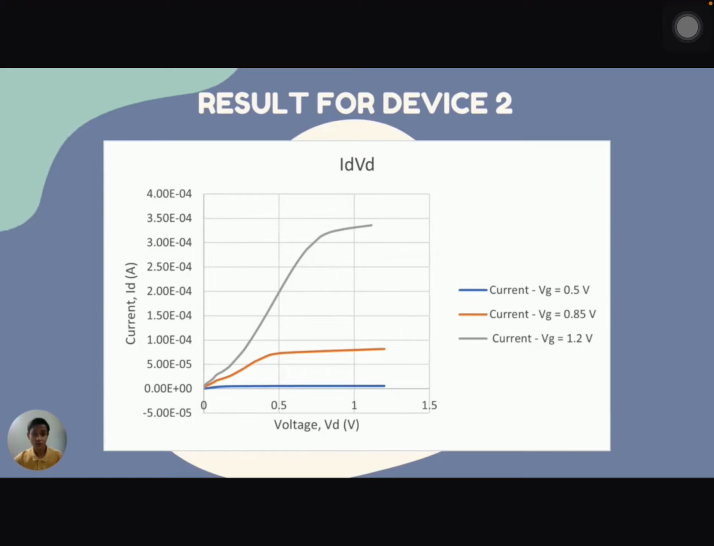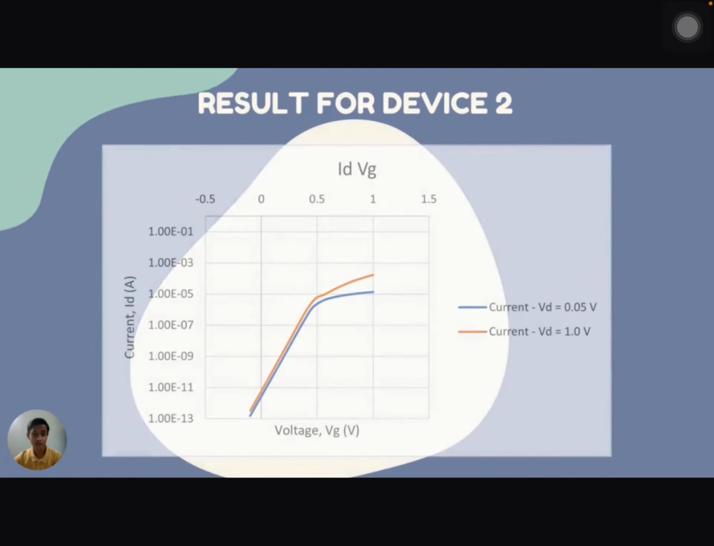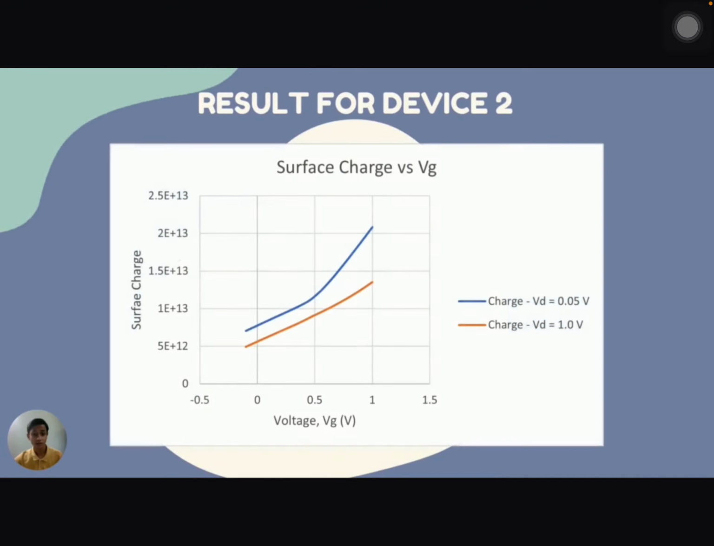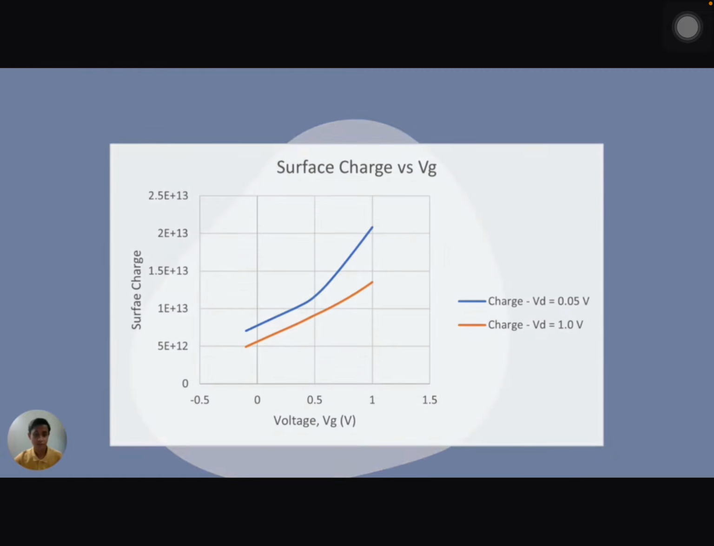Next, let's continue with the result for device 2. So this is the ID versus VD graph. From here, we can see that the higher VG will produce the higher current. Next, this is the ID versus VG graph. So we can see that the higher VD will produce the higher current. Next, this is the surface charge versus VG. From here, we can see that the higher VD value will produce the higher surface charge.